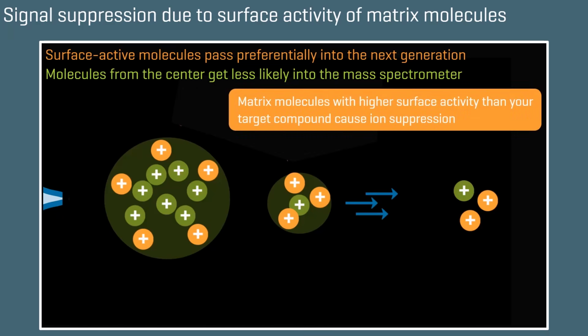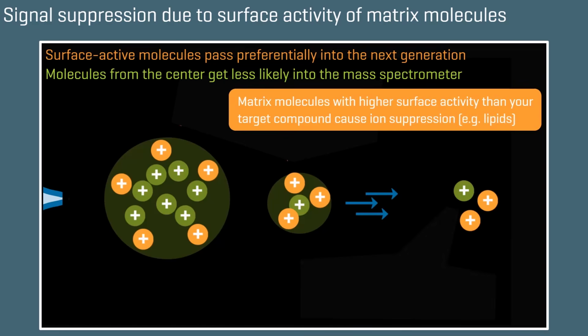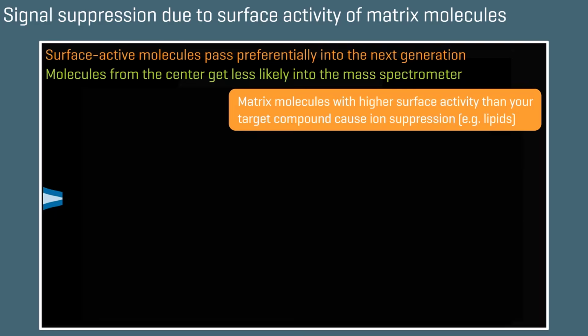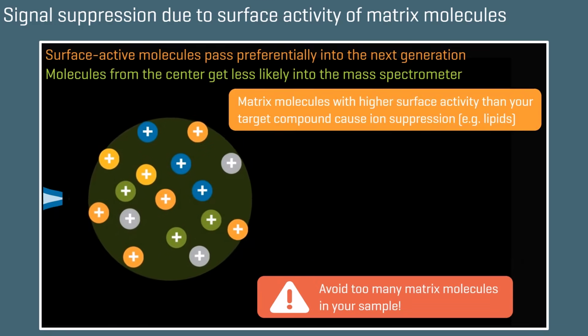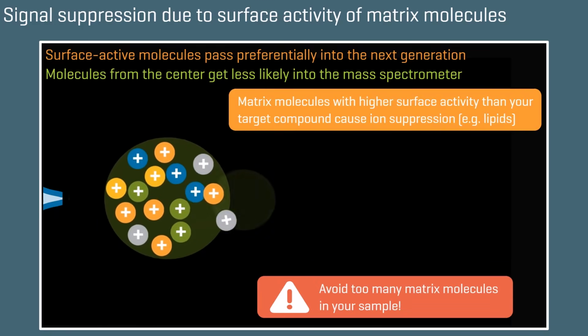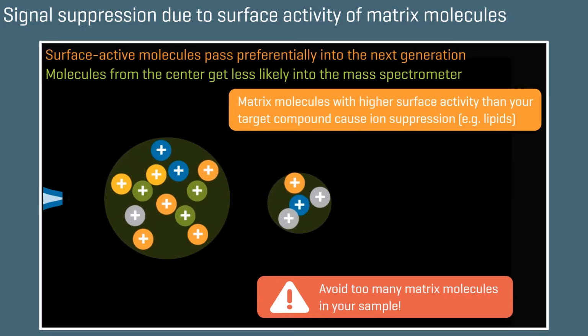For instance, if you are targeting a polar compound and your matrix contains a high amount of non-polar molecules, such as lipids, it is likely that you experience ion signal suppression, leading to reduced sensitivity, unless you can effectively separate them by your chromatography or sample preparation. Also, if there are simply too many matrix molecules, it becomes less likely that your target molecule will win the race.